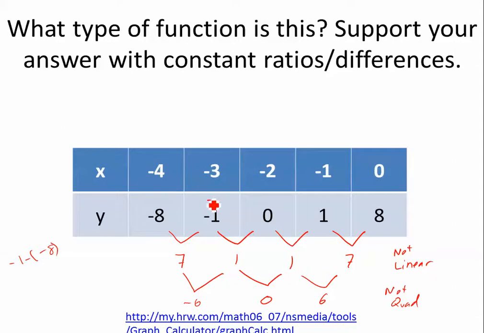So I'm going to do -1 divided by -8. Now I could do that as a decimal if I really wanted to, but I'm just going to write it as 1 over 8. Now negative divided by negative is positive, therefore it's just 1 over 8. 0 divided by -1 is 0. I don't need to do the other two because the ratios are not going to be the same. And so it's not exponential.